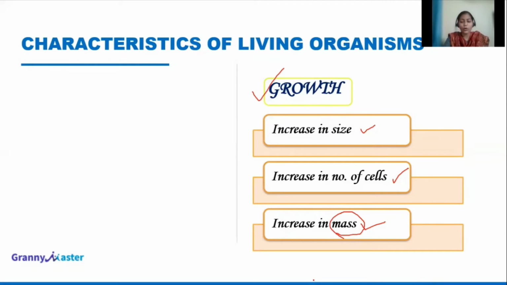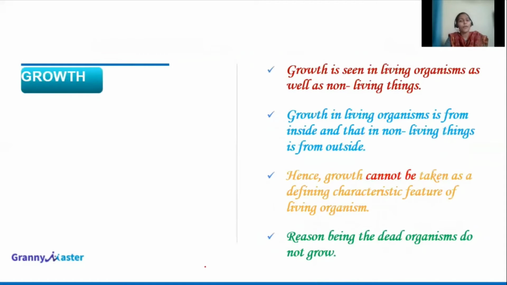So growth is a characteristic which cannot determine whether a substance or an organism is certainly living or not, because growth is seen in living organisms as well as non-living things. That is why we cannot conclude that growth is a specific characteristic of living organisms, because it is common to both living and non-living things. Though the external appearance of the growth is different, it is still there in both categories.